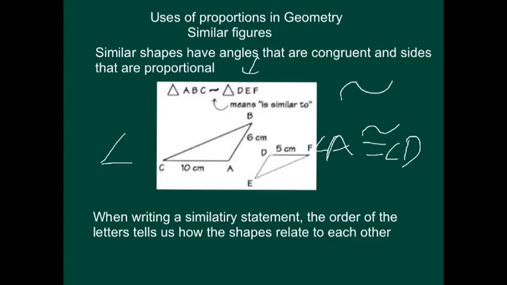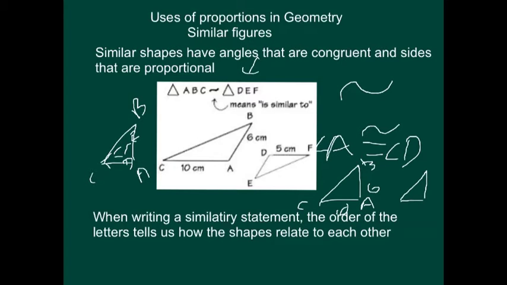So if I have triangle ABC, and I know this is just a sketch, since the A comes first and the D comes first, the D and the A would match up, the E and the B would match up, and the F and the C would match up. It may be beneficial to you to re-sketch the drawing in a way that shows them in the same orientation.